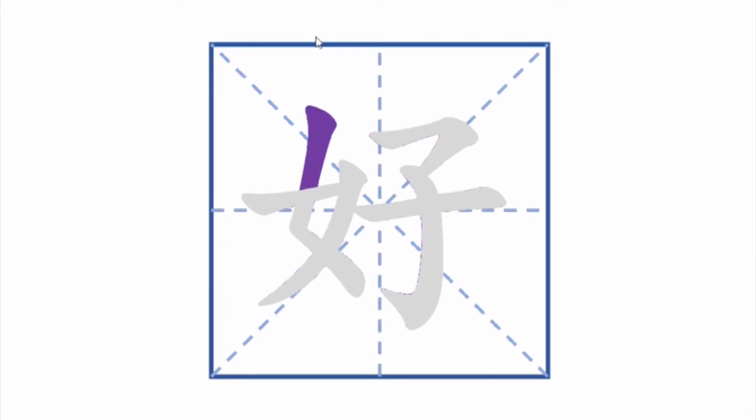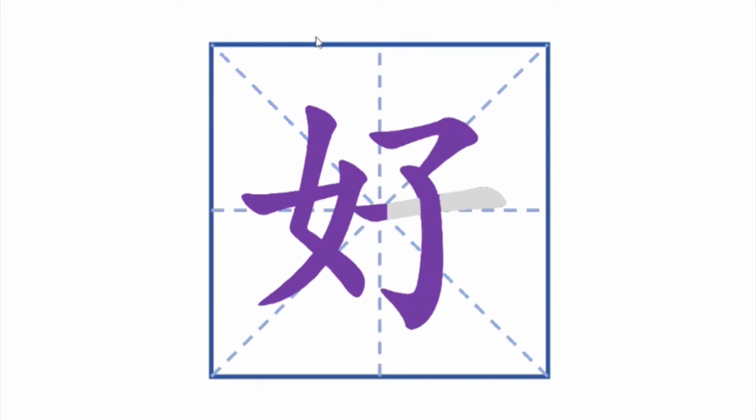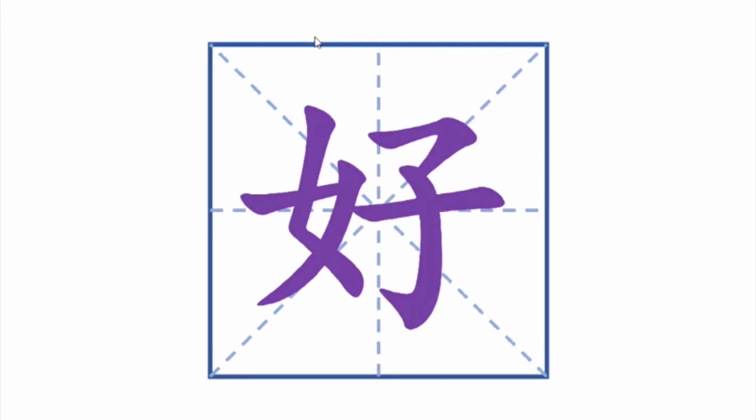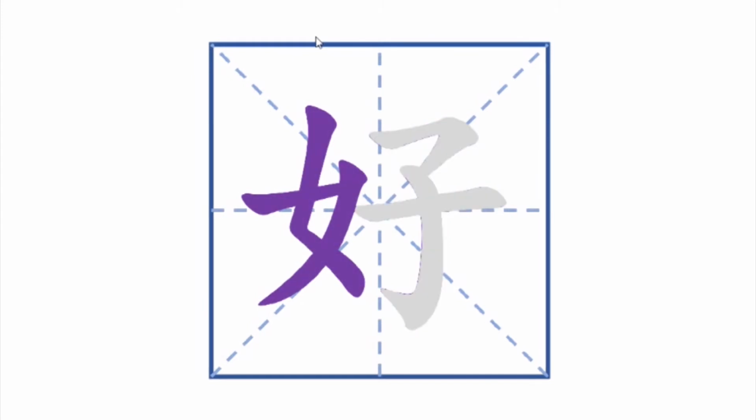Let's start with the radical on the left, which means woman. The character on the right means child. In ancient China, a woman producing children was considered good. Let's look at the radical on the left.